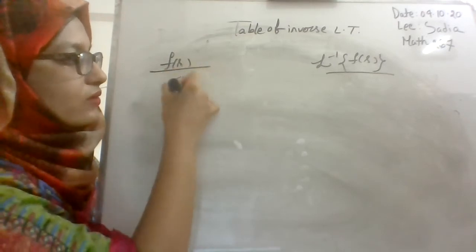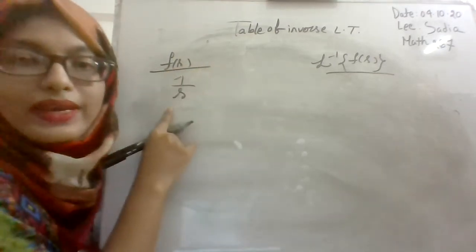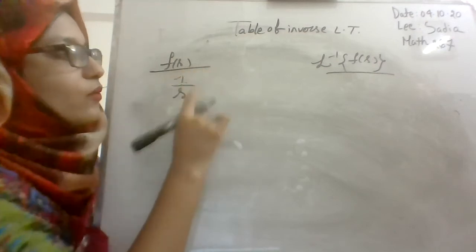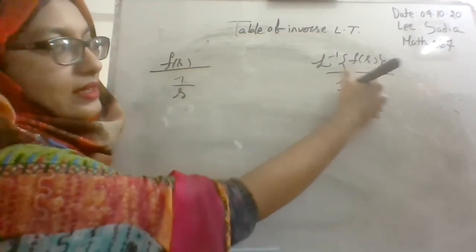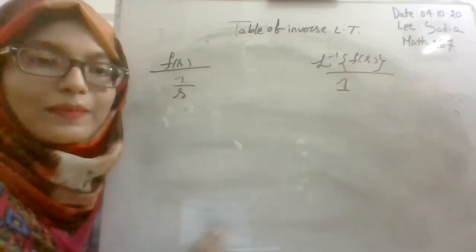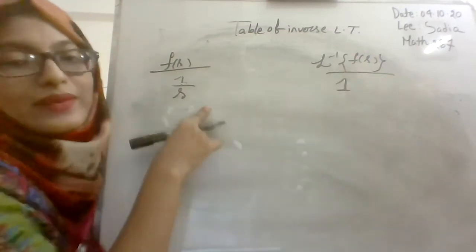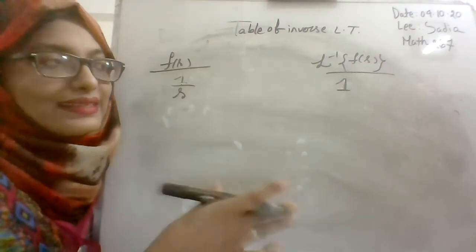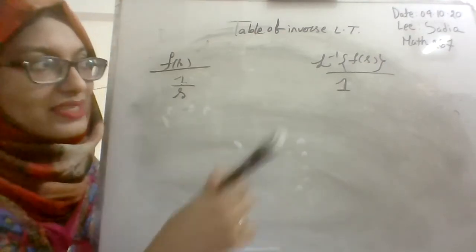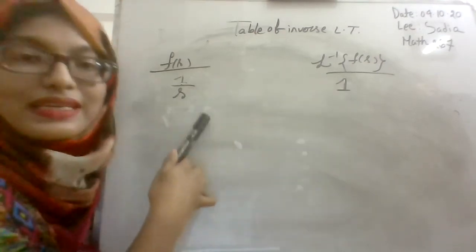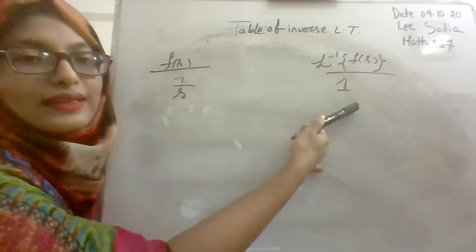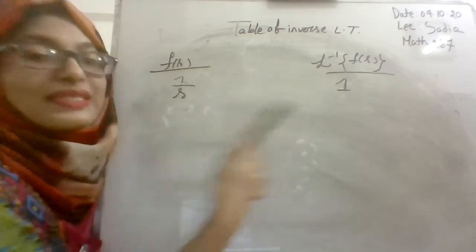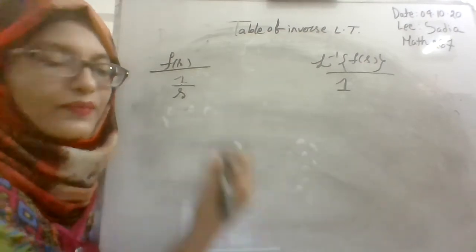If F of s is equal to 1 by s, its inverse Laplace transformation is 1. And you have learned that the Laplace transformation of 1 is 1 by s, right? They are related to each other. The Laplace transformation of 1 is 1 by s, and the inverse Laplace transformation of 1 by s is equal to 1. That means they are inverse to each other, right?